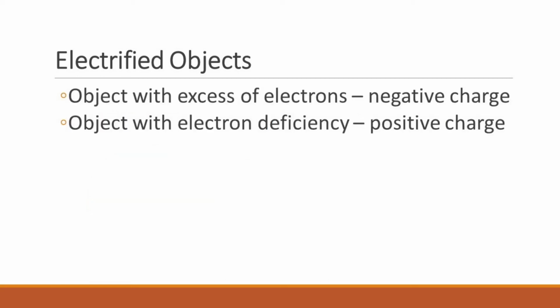Later, if the process makes the object gain electrons, it will get negative charge. But if the process makes the object lose electrons, it will get positive charge. So in order to get an object with negative charge, we must make sure that the object gets an excess of electrons. And if we want the object to get positive charge, we must make sure that the object loses electrons. We'll have electron deficiency and it will get a positive net charge.